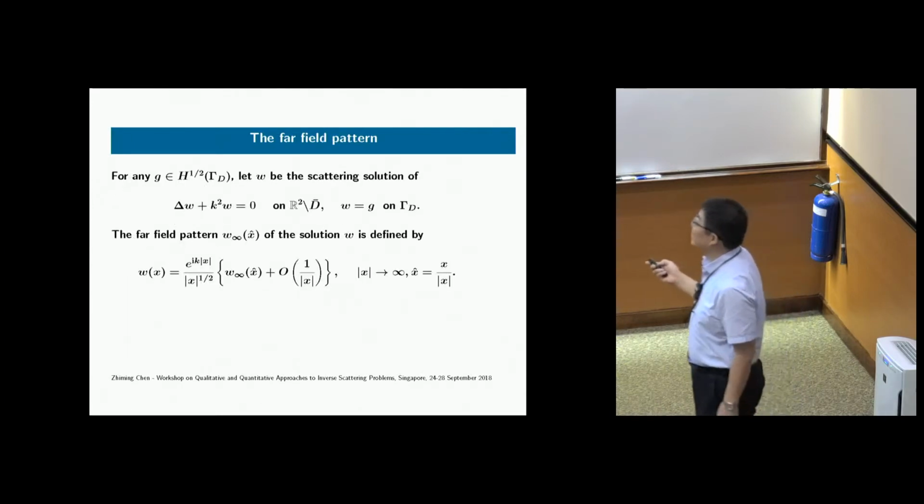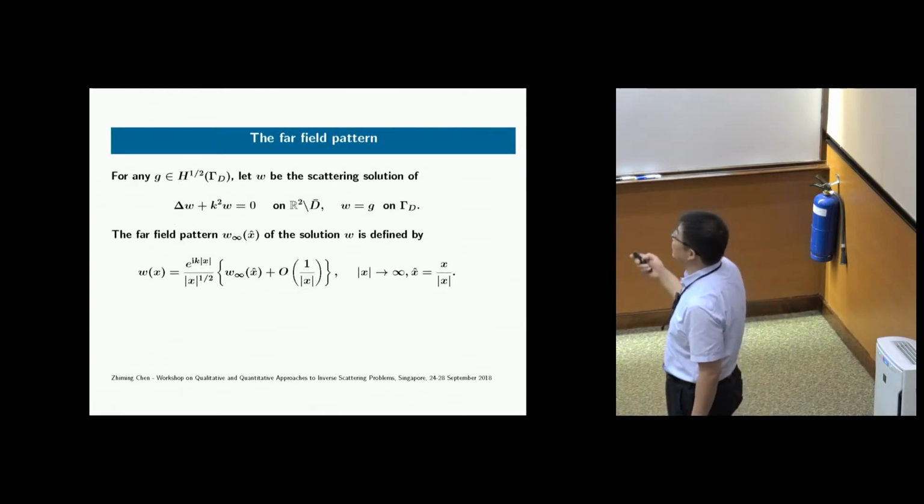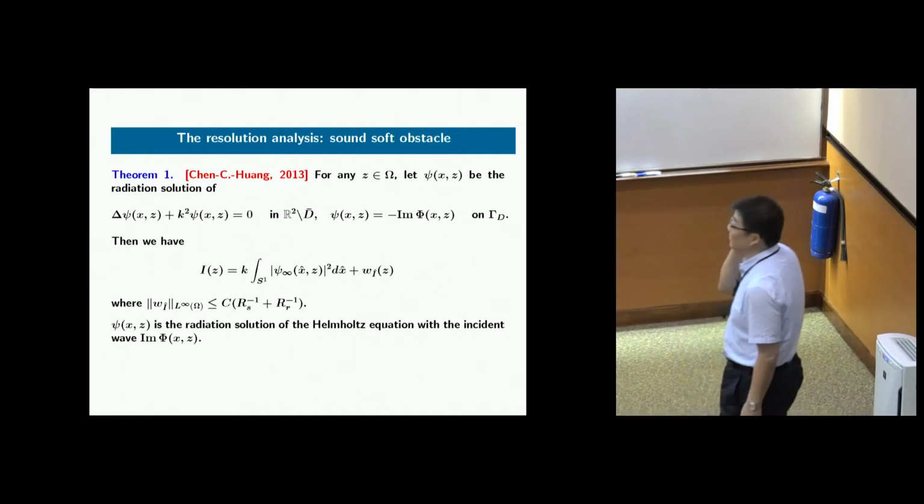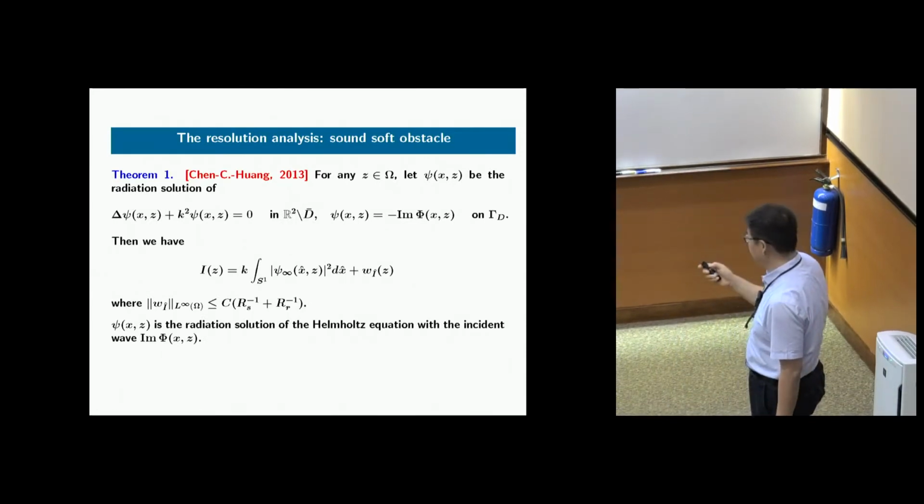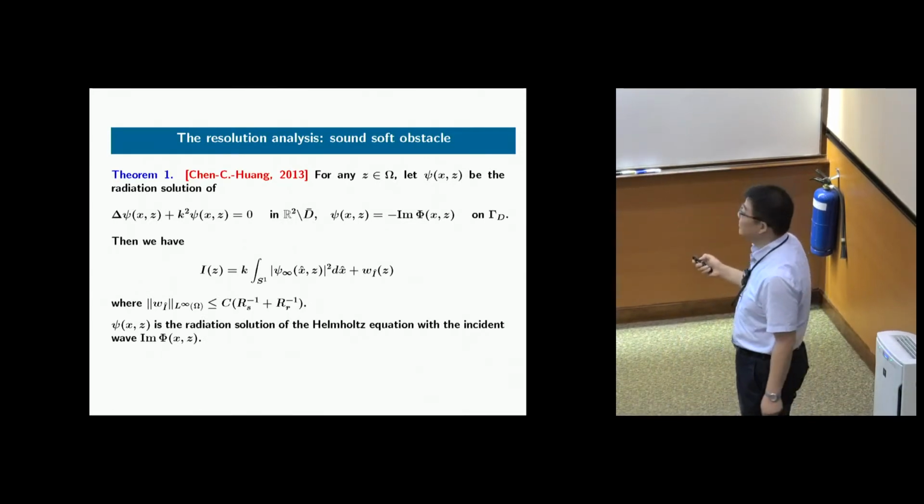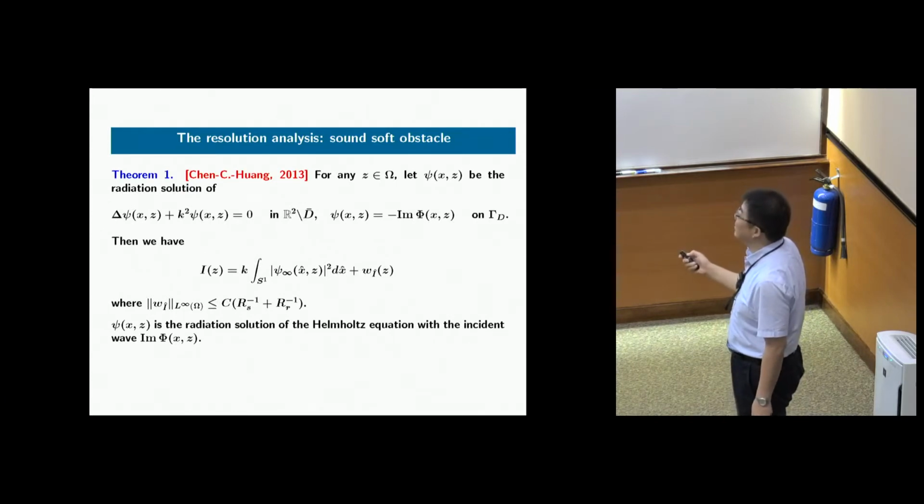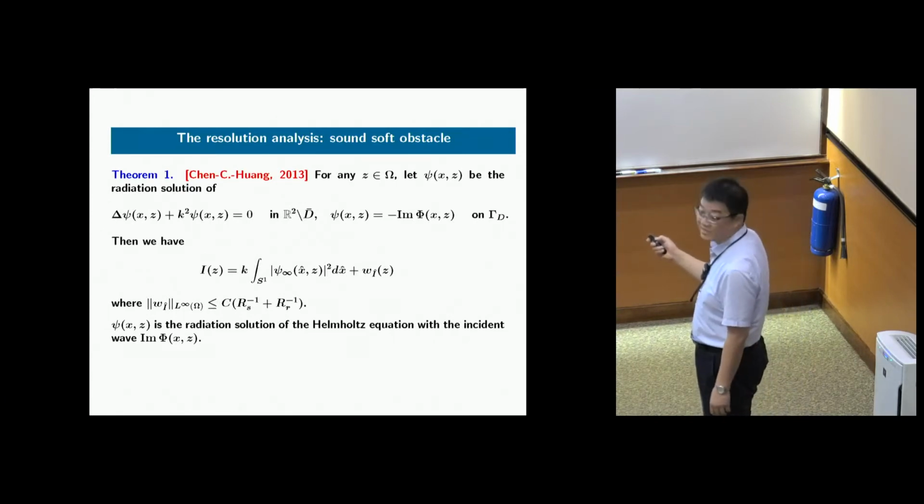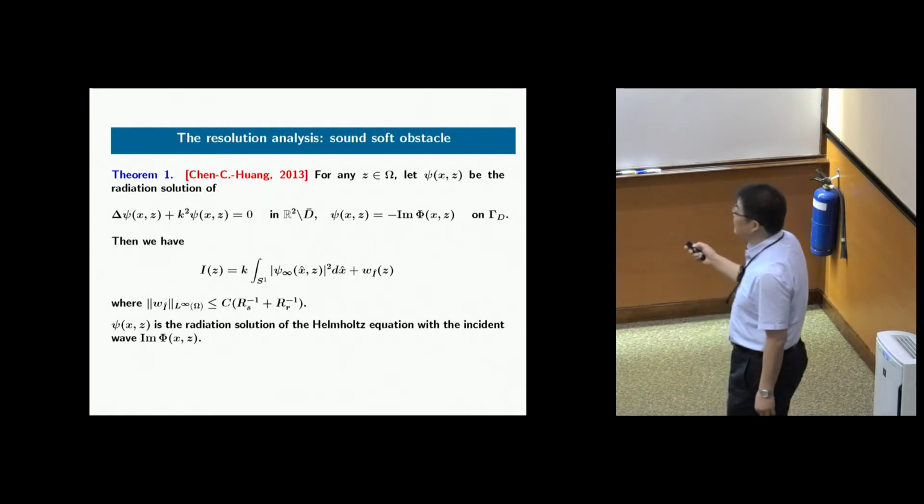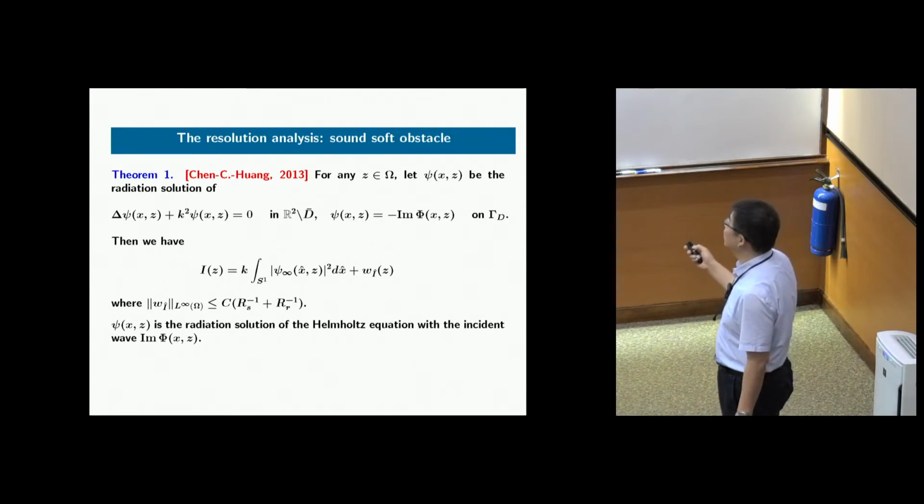So this is the algorithm. Now this is the far field for the scattering solution. These are well-known concepts, and this is what we prove. So what is the image? The image is the total, let's say, RCS, radar cross section. This is the far field from all directions, and this is the far field when you use the imaginary part.